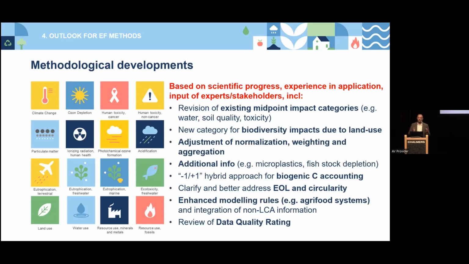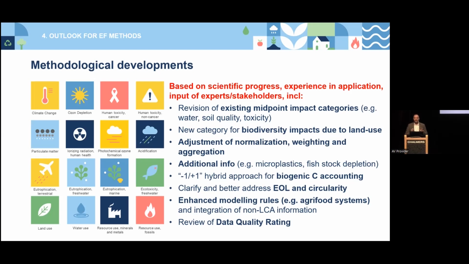What we are doing, based on scientific progress, our experience in the application, and also input that we receive from the experts of the TAB, but also stakeholders, is reviewing a part of this aspect. So first of all, we are revising some of the midpoint impact categories to improve them, like water scarcity, soil quality, or toxicity. We also have added a new impact category for biodiversity impacts due to land use, based on the LANCA model. Due to this introduction of a 17th impact category, we are also adjusting normalization, weighting, and aggregation steps. We will have a two-step aggregation, first at the level of area of protection and then single score.